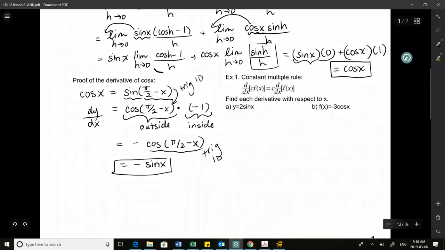Zainab? Yep. Where do you find the second identity on the table? It's on your sheet. It's under transformation identities. It's the third one down.